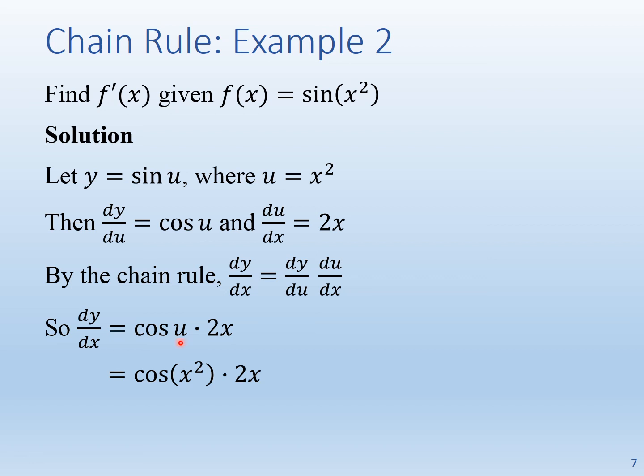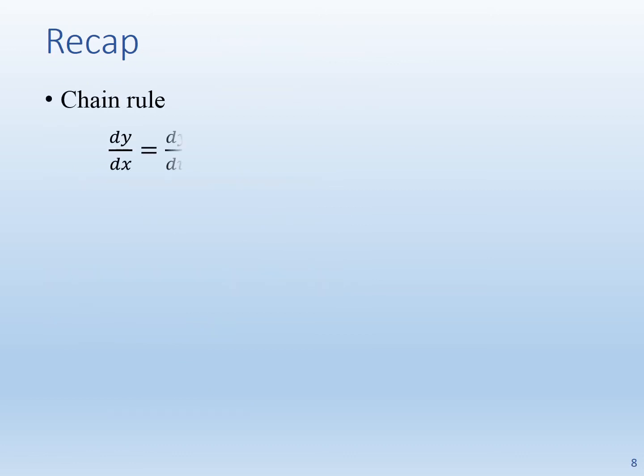And once again, we don't want to leave it in terms of u. We'll put the x squared again in place of u to get our answer there. And we can rearrange that and put the 2x in front. We've used the chain rule to help us differentiate a composite function where we have a function inside a function.